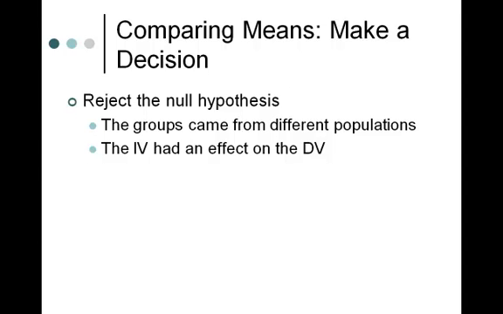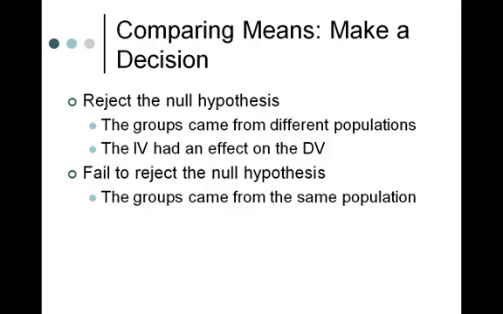Right? But sometimes you can't. And you end up making your other decision, which is to fail to reject the null hypothesis. And so, obviously, opposite of what we had before. Now we think, well, then the groups came from the same population. So the sleep-deprived people, the non-sleep-deprived people, they're really the same people because sleep deprivation had no effect. Right? The independent variable had no effect on the dependent variable.